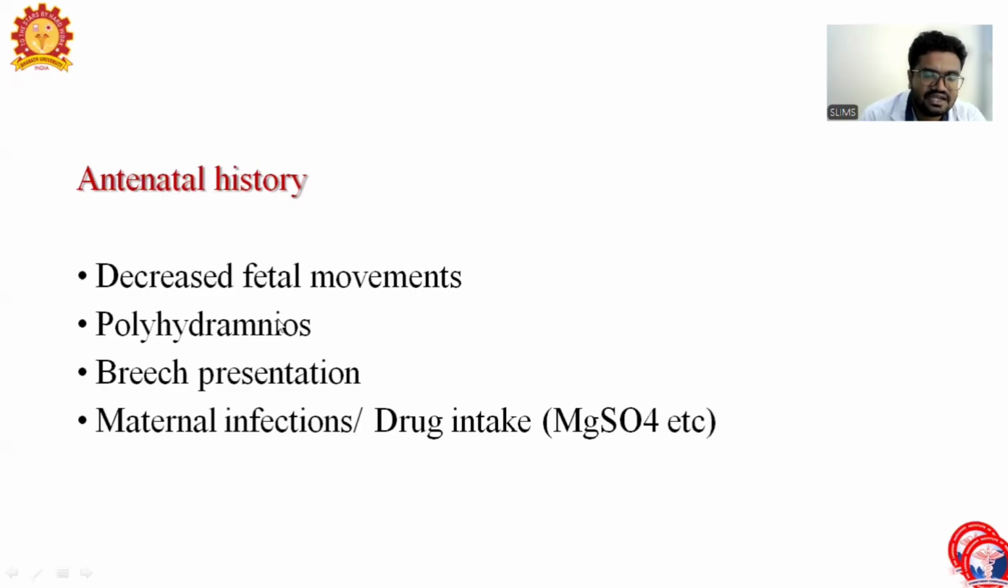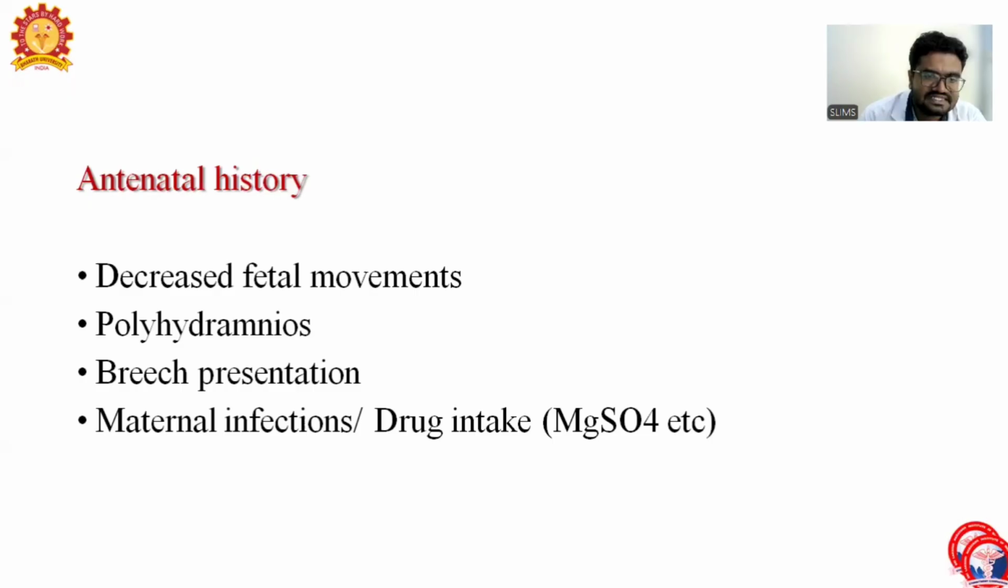And when there is polyhydramnios, so whenever there is a myopathy or muscular dystrophy, the oropharyngeal muscles and the pharyngeal muscles, or the swallowing activities, are very poor. So because of this, the amniotic fluid consumption is very, very less, followed by which there is polyhydramnios. And when there is a breech presentation, always suspect. When the baby is floppy and the antenatal history indicates the baby has breech presentation, always suspect floppy infant.